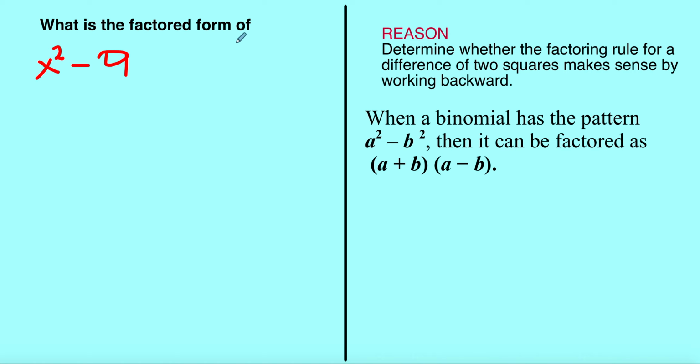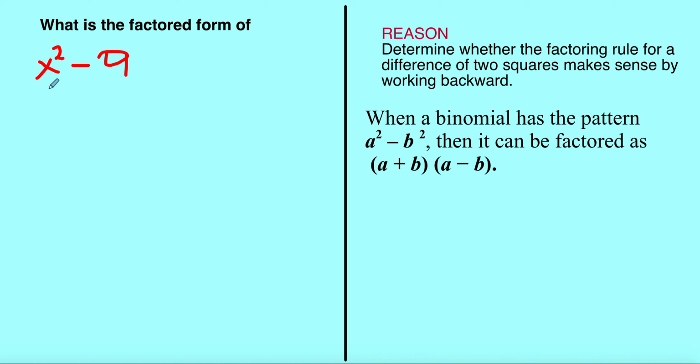What is the factored form of x squared minus 9? X squared minus 9. To determine whether the factoring rule for a difference of two squares makes sense, we work backwards. What do we mean by that, working backwards? Let's see. When a binomial has the pattern a squared minus b squared, then it can be factored as a plus b times a minus b.